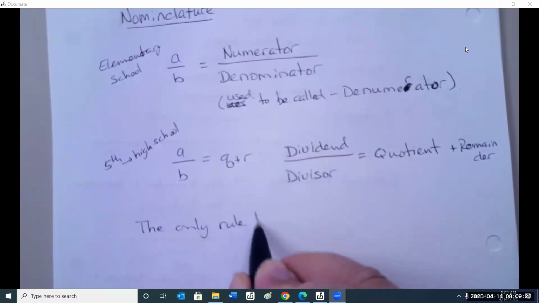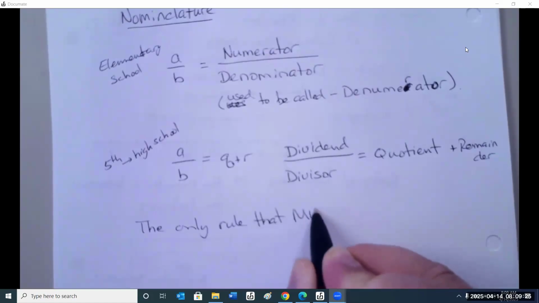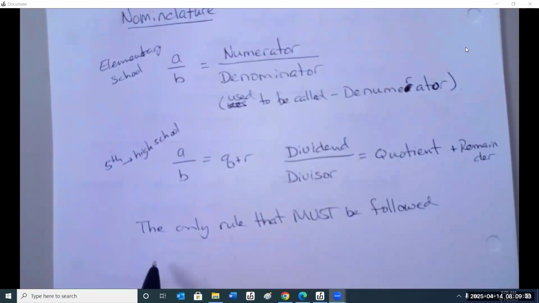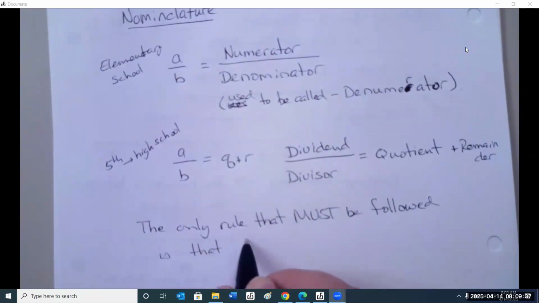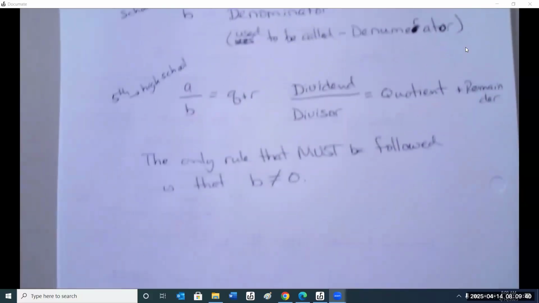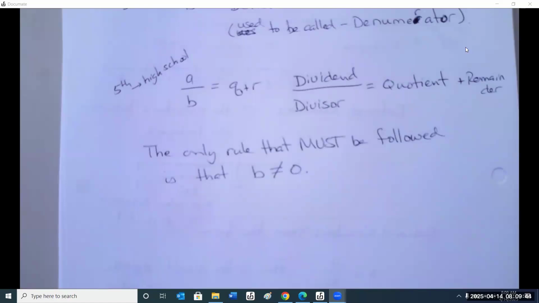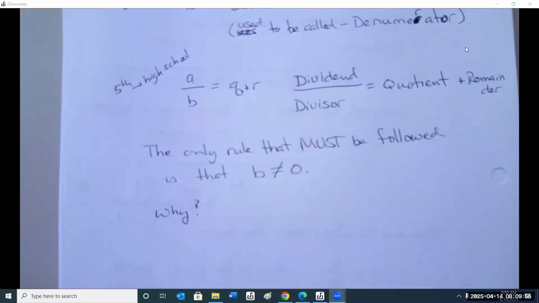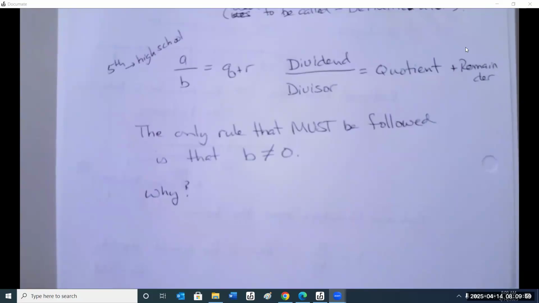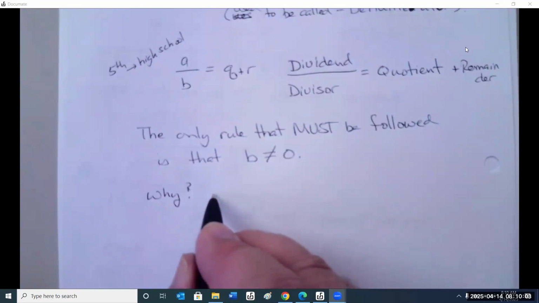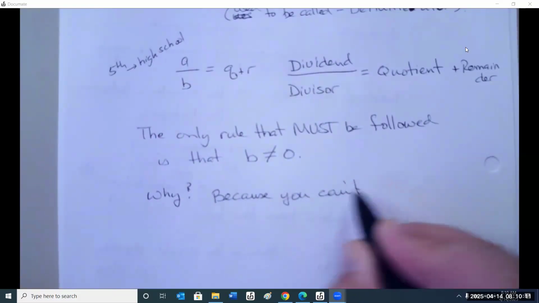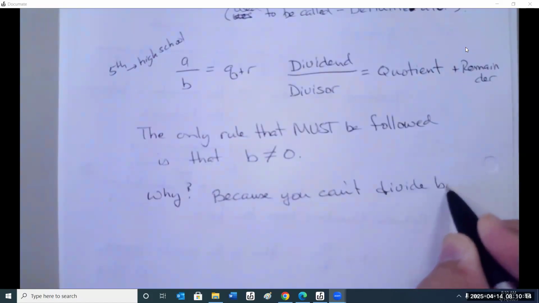The only rule that must be followed is that b cannot equal 0. Why? You can't divide by 0.